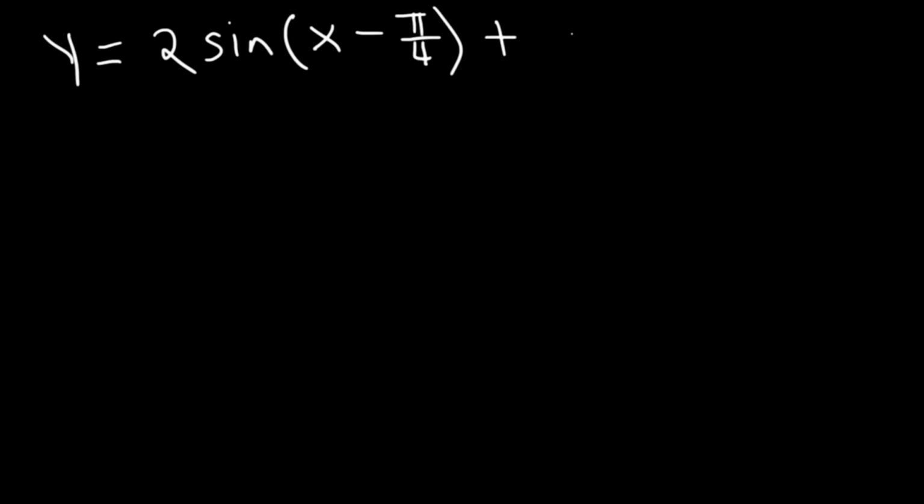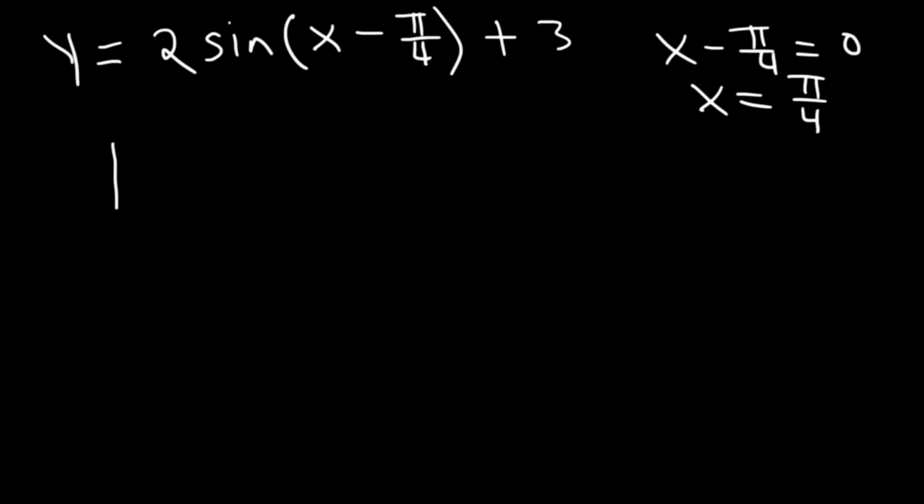Now let's try another example. Let's say we want to plot 2 sine(x minus pi over 4) plus 3. So we have a vertical shift of 3 and an amplitude of 2. The number in front of x is 1, so 2 pi over 1 is 2 pi. The period is still 2 pi. But we do have a phase shift. If we set the inside equal to 0, the phase shift is positive pi over 4.